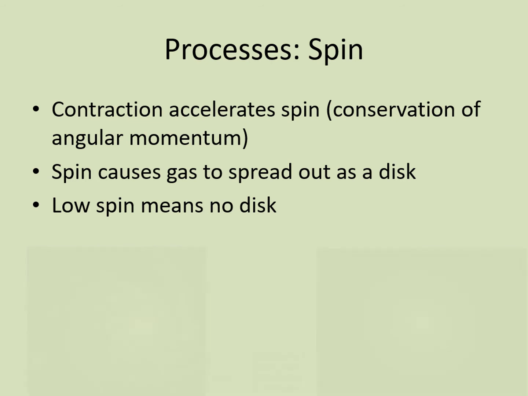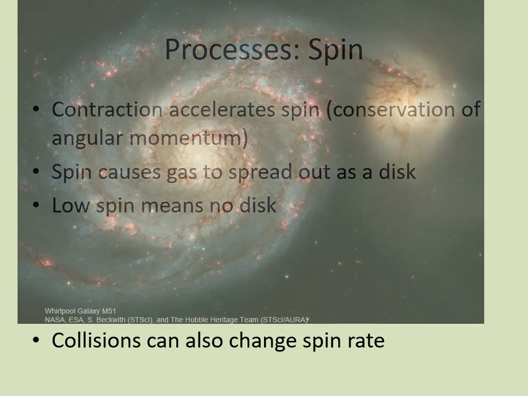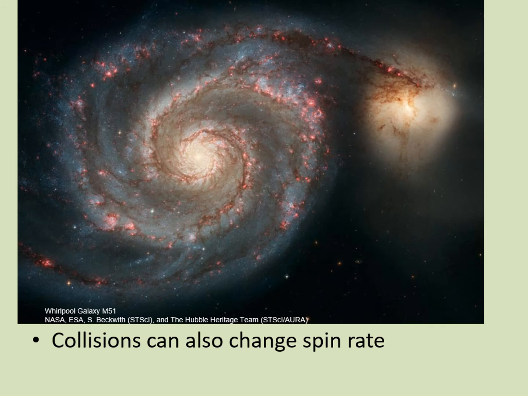However, it's also possible that collisions can change a galaxy's spin. A single off-center collision can make a galaxy spin fast, while many collisions from random directions will tend to cancel each other out and reduce a galaxy's spin rate.